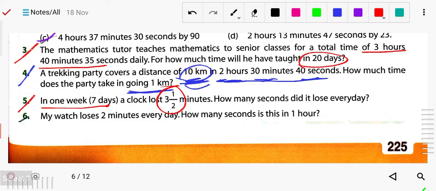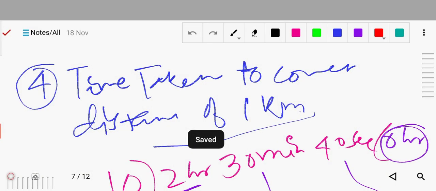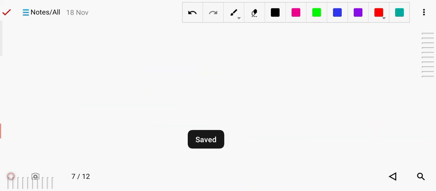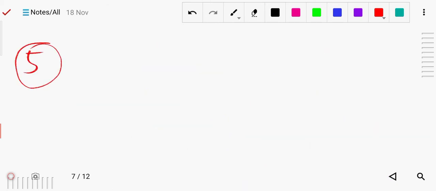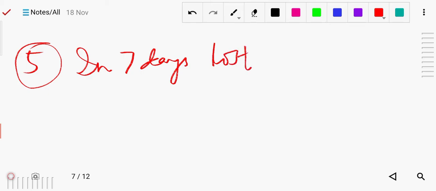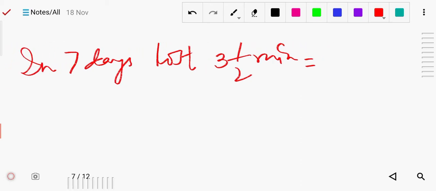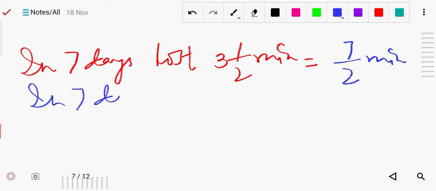Okay, so you can do it like this. Number 5, you just write down like this. In 7 days, lost 3.5 minutes. Okay, in 7 days how many minutes did it lose? 3.5. So you just change it. First of all, 3.5 means 3 and 1 by 2, that is 2 times 3 is 6 plus 1, 7 by 2 minutes. We just make this mixed fraction into improper.